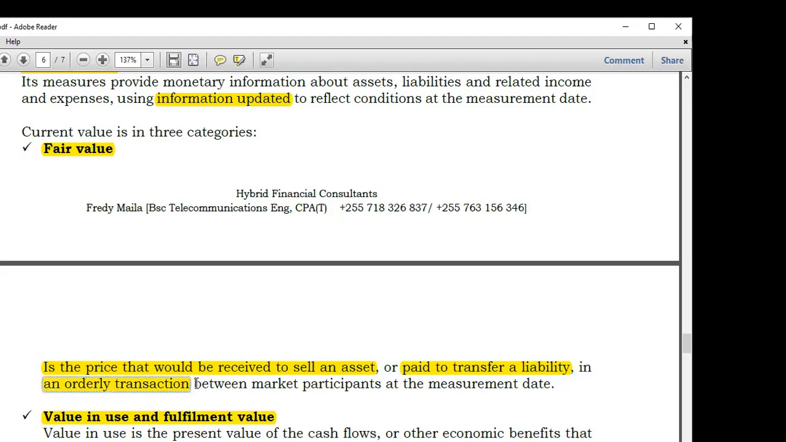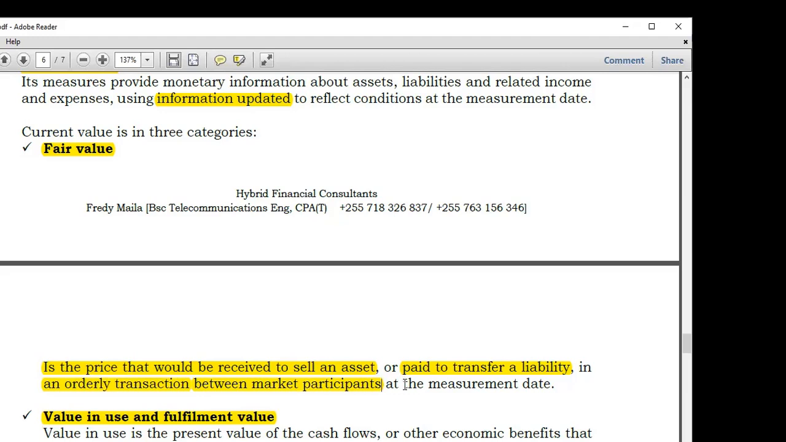By saying between market participants, it means that these participants have information about the market. You might go to a market that you are not aware of. Something might be sold to you for $6 million, while it is actually worth only $4 million. But because you do not have information about the market, you pay that. That also wouldn't be a fair value, right?